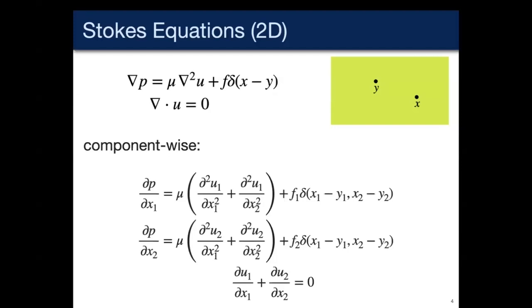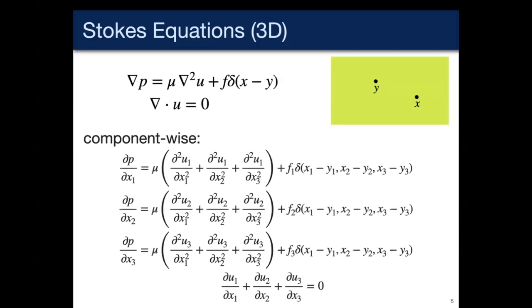And so we have our gradient of the pressure, then our Laplacian of our 2 components of our velocity, and then our force being applied, and delta is our Dirac delta function that I'm going to talk about in a second. Similarly in 3D.